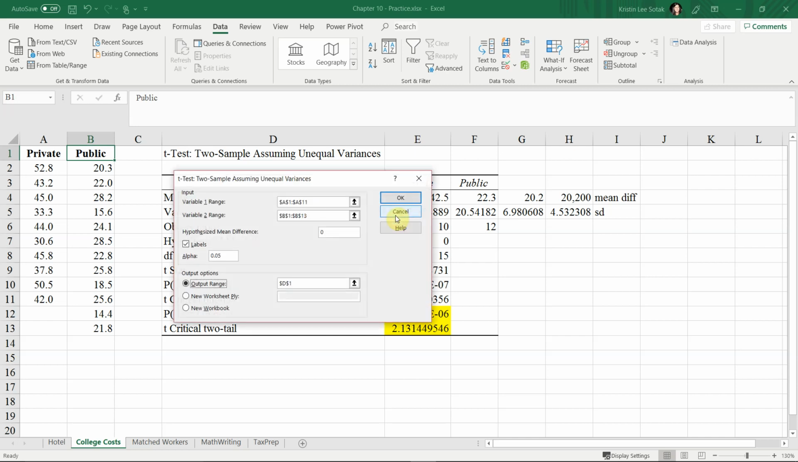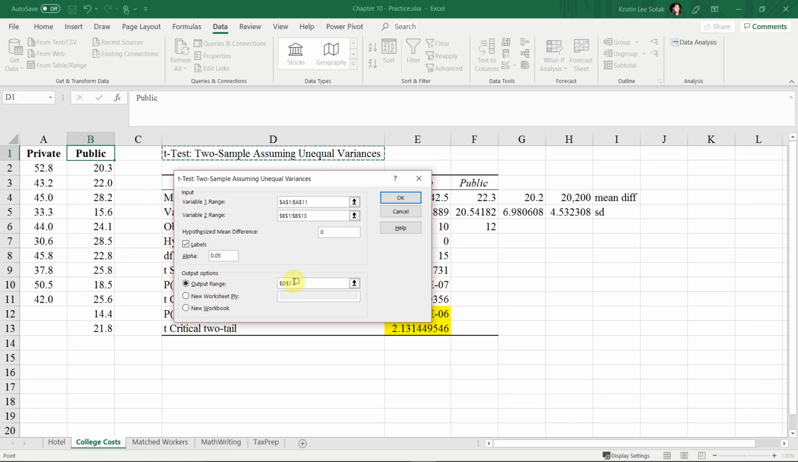So select OK. And again, a box will come up where you have to enter information. So we have variable 1. So we have private, and then public is for 2, that range. Again, select labels because, as you can see, I included the labels private and public in there. Alpha, I think, is 0.05. The hypothesized mean difference is 0.